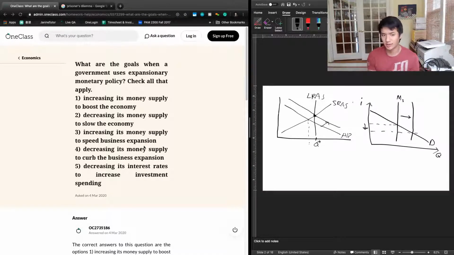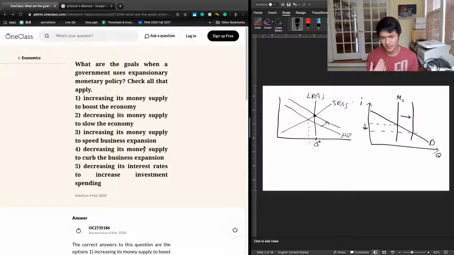Three says increasing its money supply to speed business expansion. Again, the same concept as part one. We know we would increase the money supply. We know eventually we want investment spending by businesses to go up, and so that's going to be a correct answer as well.